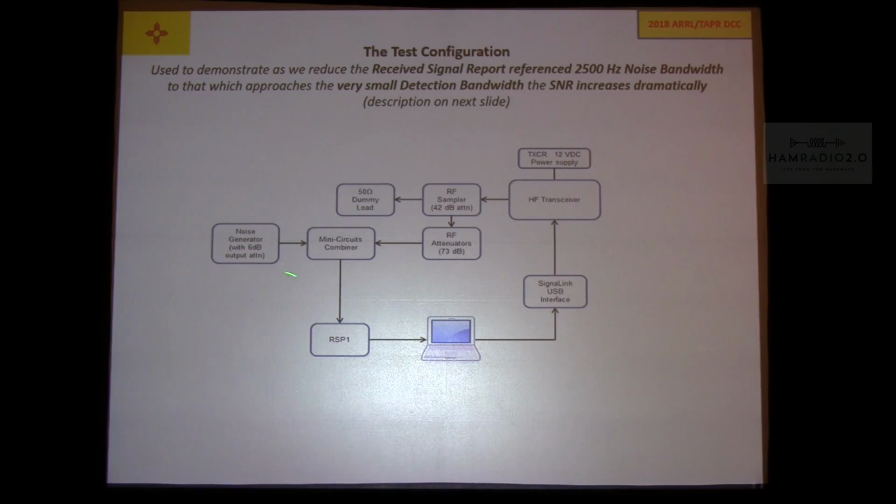So I used a Rigol waveform generator to generate additive white Gaussian noise. And that additive white Gaussian noise was combined with the transmitted signal using a Mini-Circuits combiner, and both were sent to the RSP1 receiver. And then those signals that come out of there are processed by the SDRuno software. And the spectral displays that you'll see today are generated from that software.